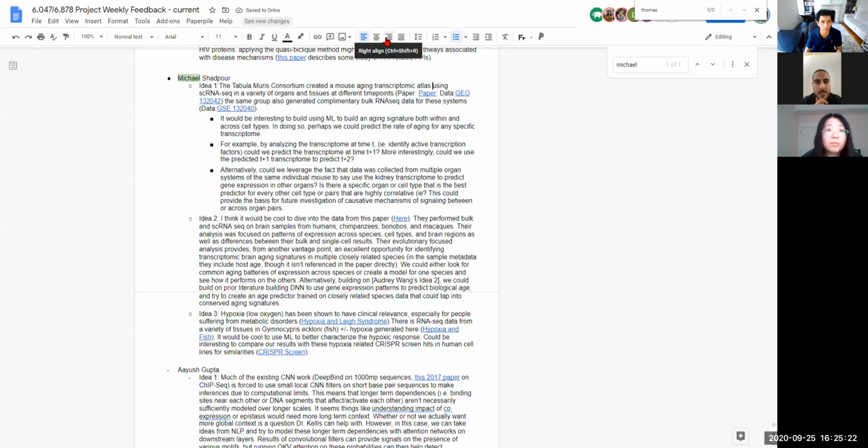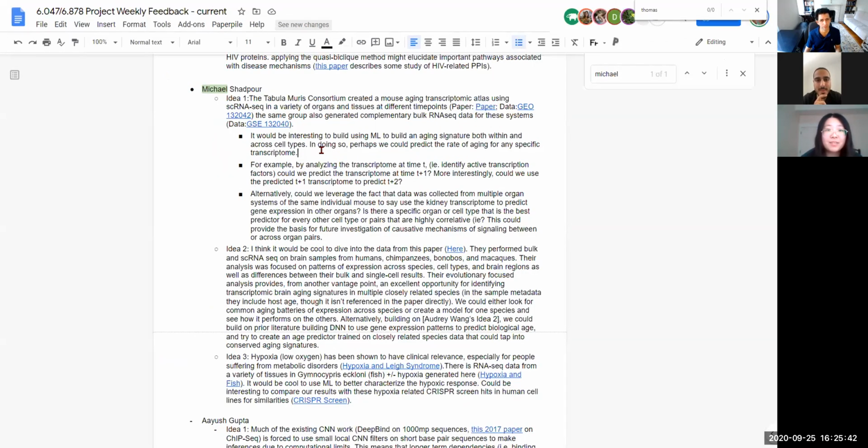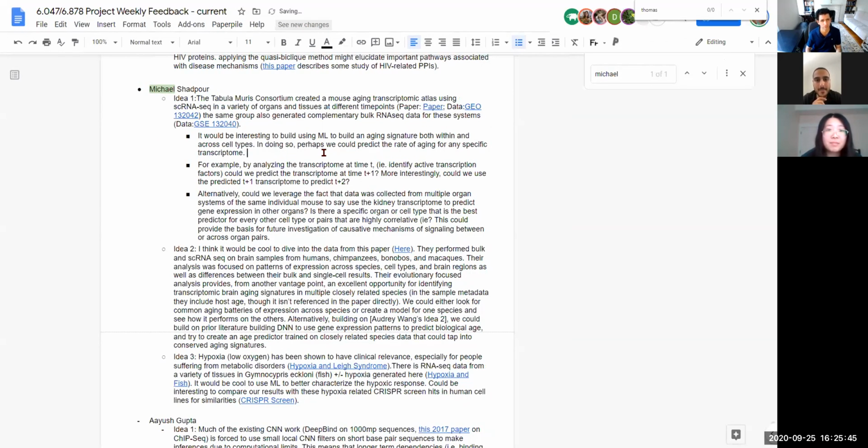Mouse aging transcriptomic atlas, scRNA-seq in a variety of organs and tissues, at different time points. The same group generated complementary bulk RNA-seq data, for instance. Built using ML an aging signature, both within and across cell types. Rate of aging. Talk to Zena, my group.